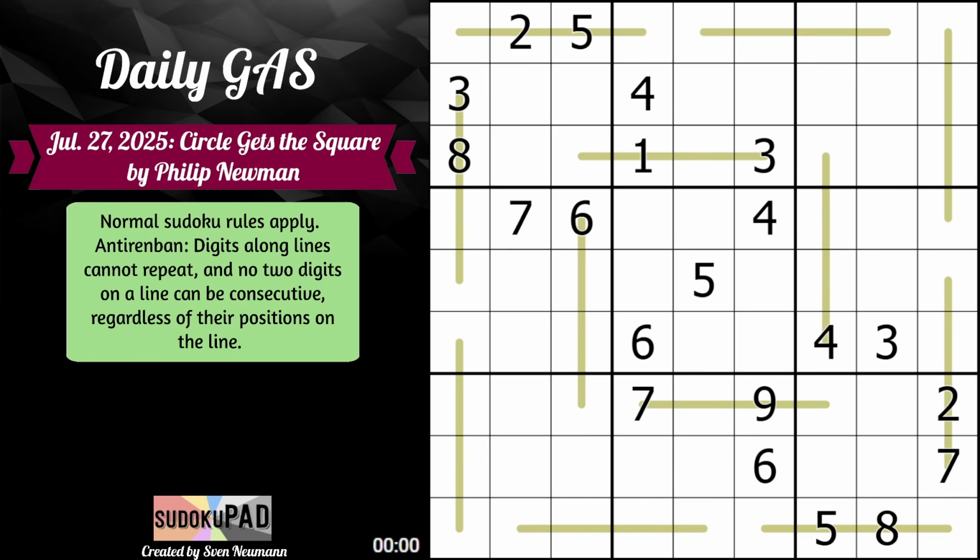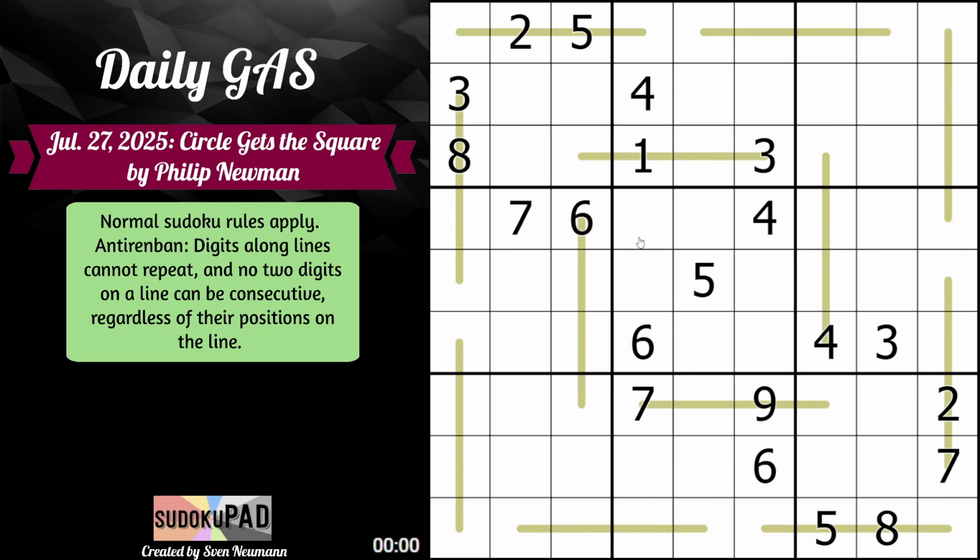Normal Sudoku rules apply. Anti-Renban: digits along lines cannot repeat, and no two digits on a line can be consecutive, regardless of their positions on the line. So what does that mean? Well, often this gets referred to as Nabner lines, right? Anti-Renban. Nabner just so happens to be Renban backwards. In a Renban, we want consecutive digits. In a Nabner or anti-Renban Sudoku, we avoid them like the plague.